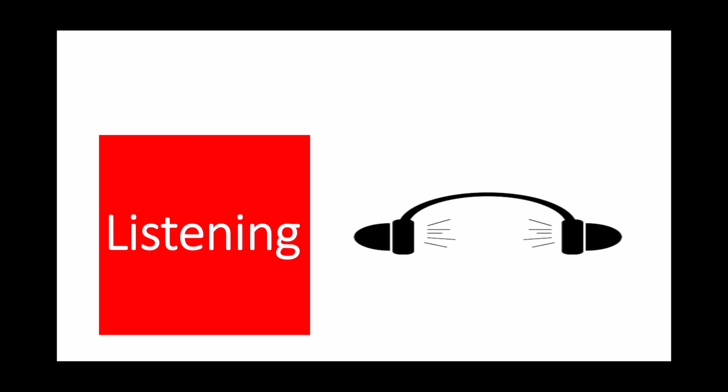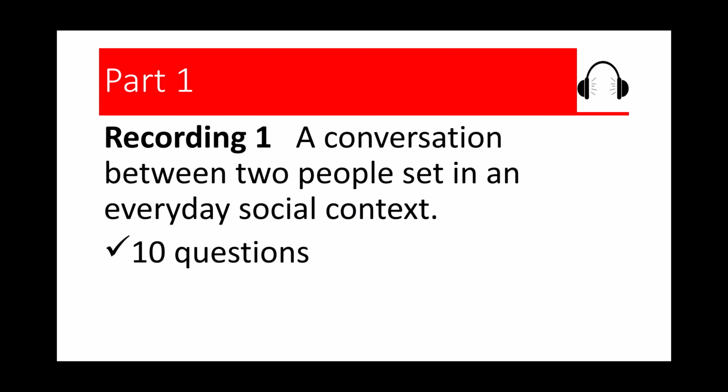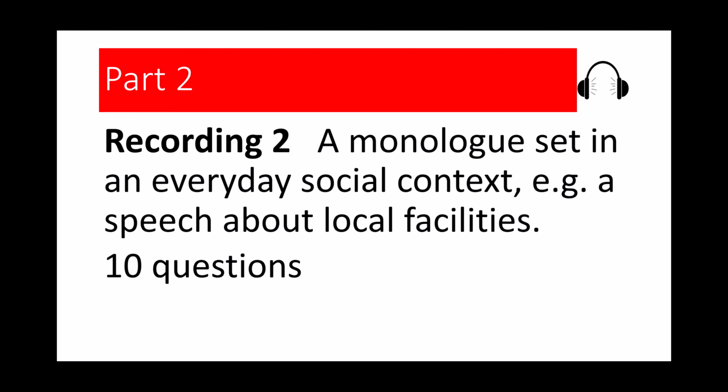In the listening test, we have got 4 different parts. Recording 1, in part 1, it's a conversation between 2 people, which is set in an everyday social context. The number of questions that you should answer in this part is 10 questions. Part 2, the second recording, it's usually a monologue about an everyday social context, a speech about local facilities, museums, and there are 10 questions that should be answered.